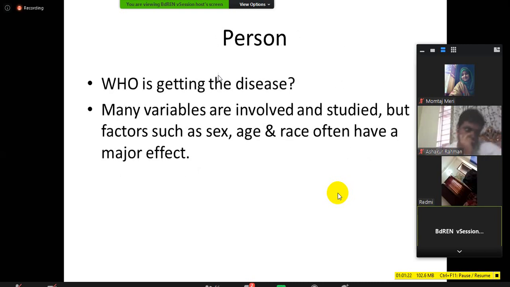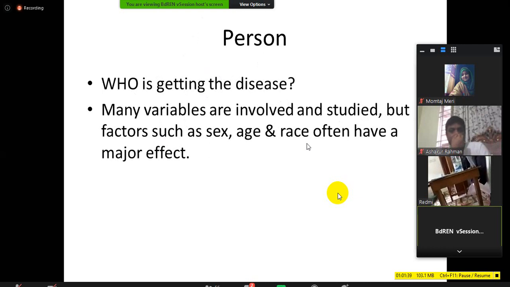Now again a little bit discussion about the person, means who is getting the disease. Many variables are involved and studied, but the factors such as age, sex, race. You know what is the difference between race and ethnicity? Race means color of the skin, like white, brown, black. This is race. And ethnicity means like Bengali, Indians, then Japanese, Chinese, Korean. Then these are the ethnic group.